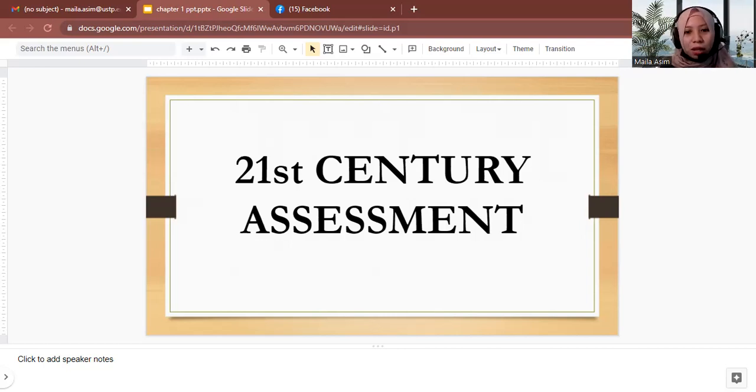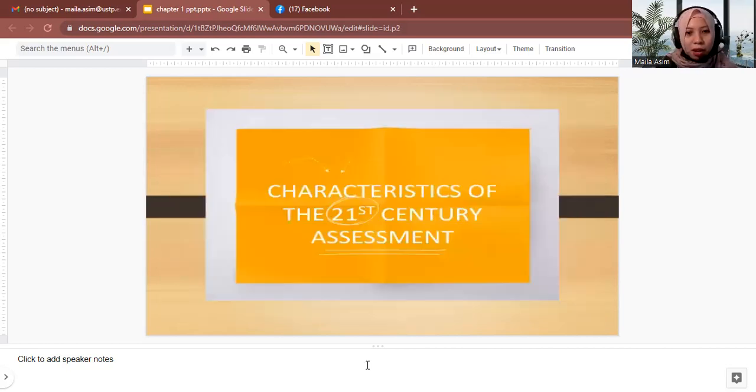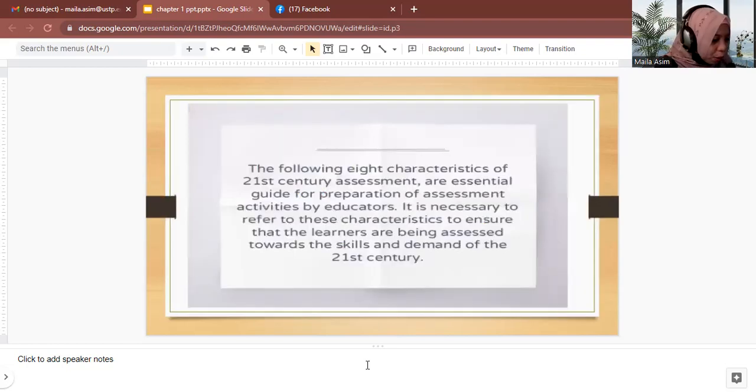So now, let's move on to our next slide. We have here the characteristics of 21st century assessment. What are the different characteristics of the 21st century assessment that we should keep in mind so that we can use them if we will be teachers someday? I hope that you can see the slide right now.